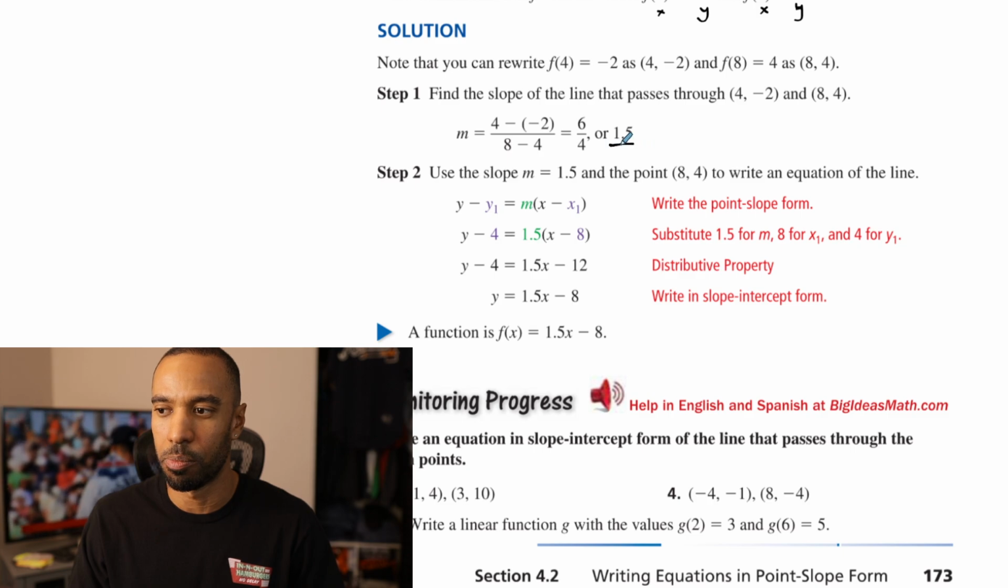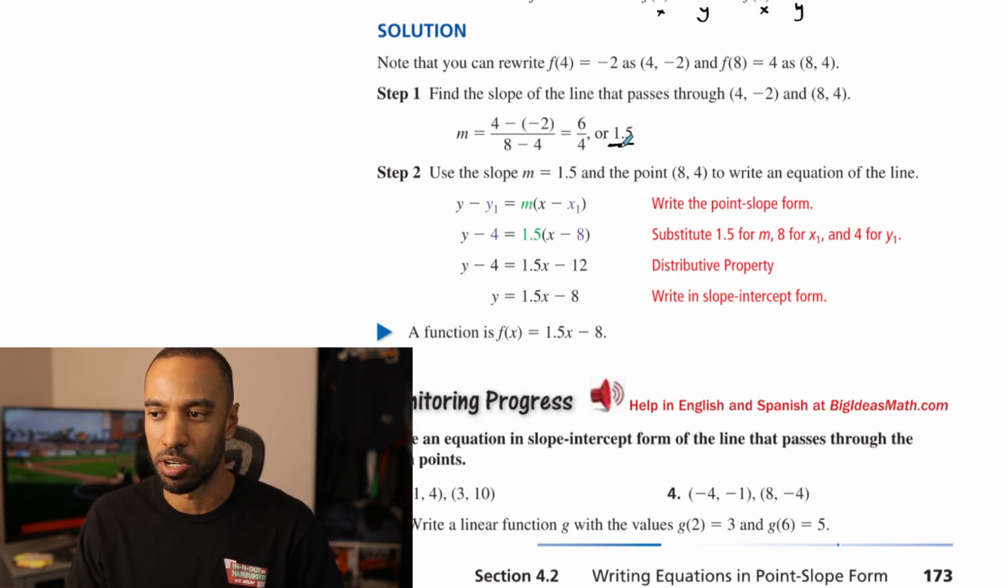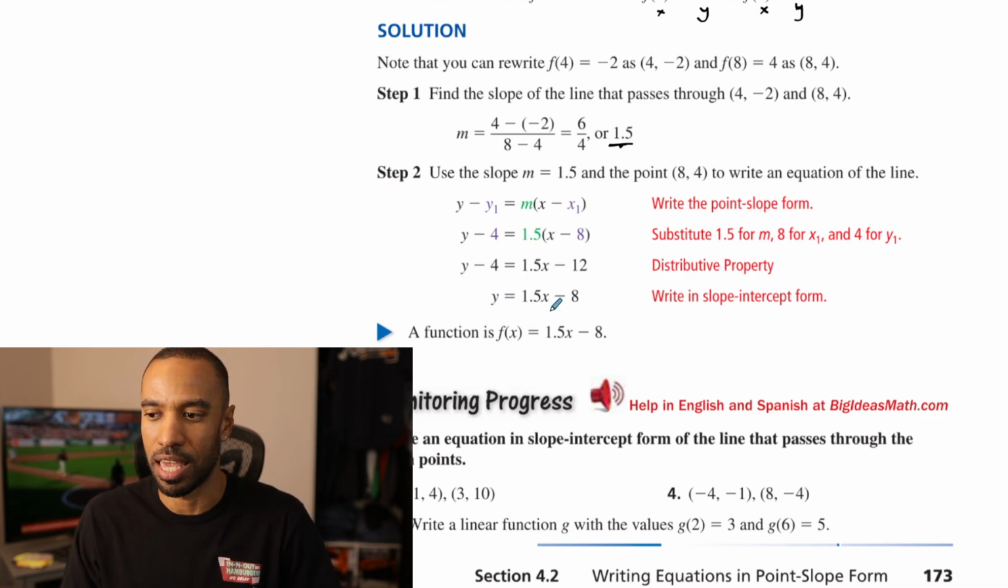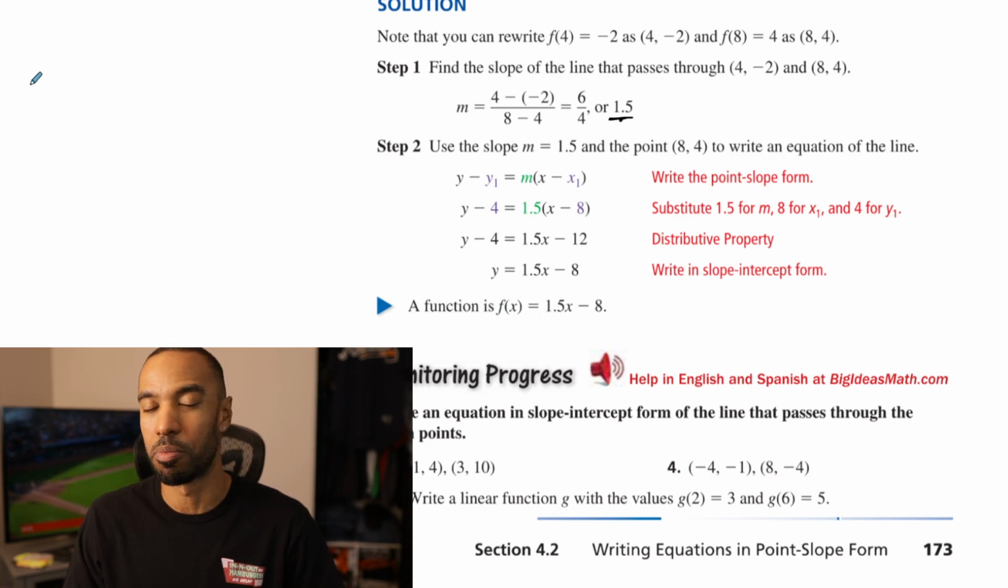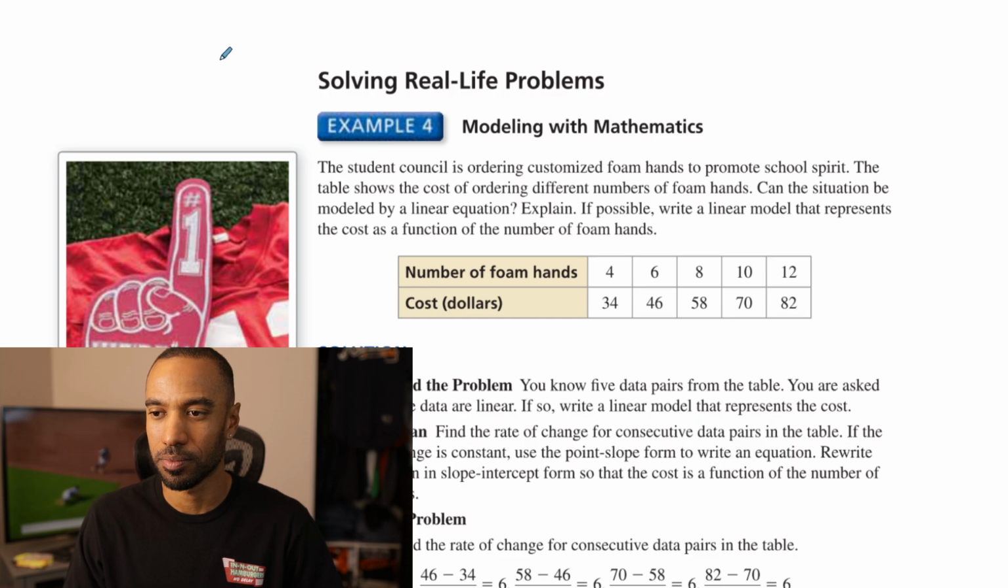Once you find your slope, I would have preferred to write my slope as a fraction of 3/2, but that's okay. Anyway, so with that one, they distribute and they subtract, or they add the 4 over, and they get y equals 1.5x minus 8. Or f of x equals, pardon me, function notation.